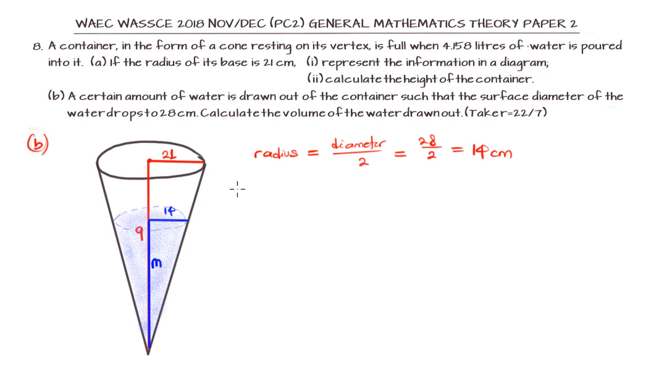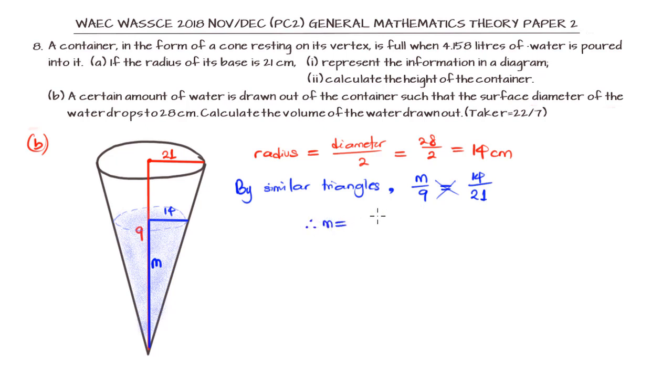So by the principle of similar triangles, the ratio of the sides is going to be constant in this case. So we can take, let's say, m divided by 9 will also be 14 divided by 21. It's as if you are taking the ratio of the opposite over the ratio of the adjacent.